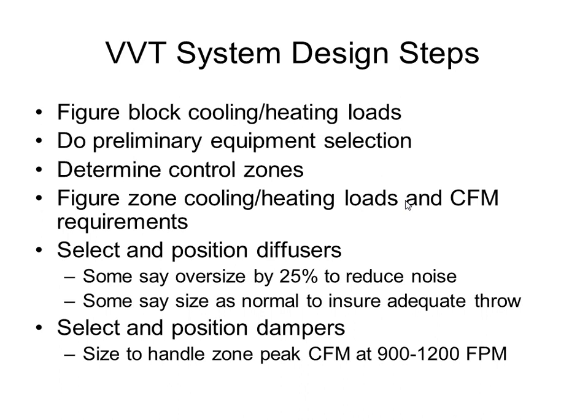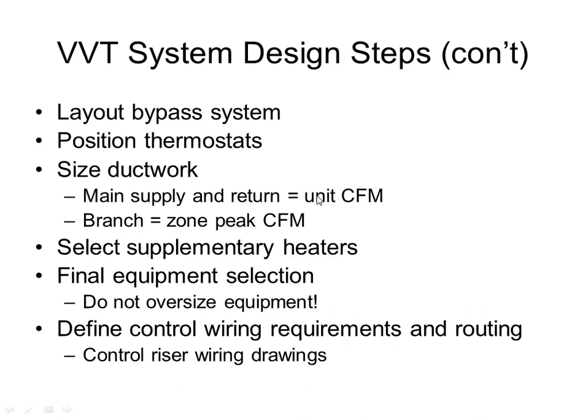Once you have your diffusers, then you want to select your dampers themselves, the sizes and positions of them. You want to size your dampers for 900 to 1200 feet per minute at the peak CFM of the zone. So when that zone damper is full open, you want to be maintaining between 900 to 1200 feet per minute just for noise.